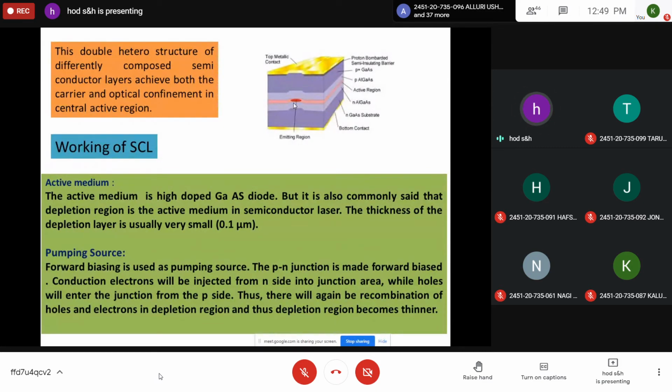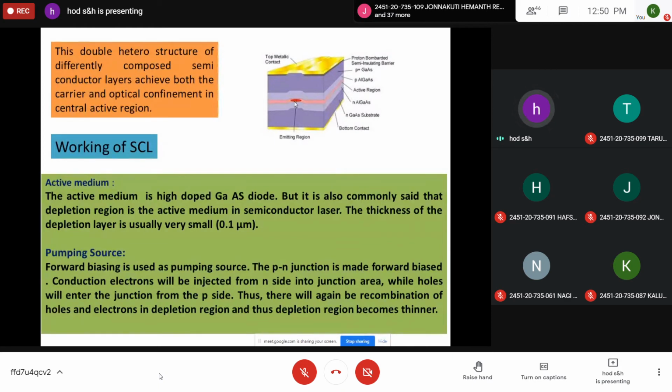And the thickness of the depletion layer is very small, about 0.1 micron. I said just now, a thin layer is required because both the carrier confinement and the light confinement should be made only in the central active region. It should be made so small, of the order of 0.1 micrometer. Micro is 10 to the power of -6. So forward bias voltage is used as the pumping source.